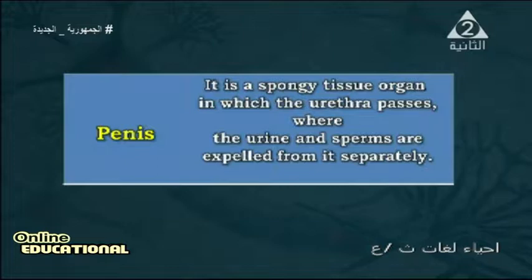What is the penis? Penis is a spongy tissue organ in which the urethra passes, where the urine and the sperm are expelled outside. Means from the penis, the sperms and the urine come out from the male reproductive organ. Inside the penis also the urethra is found.